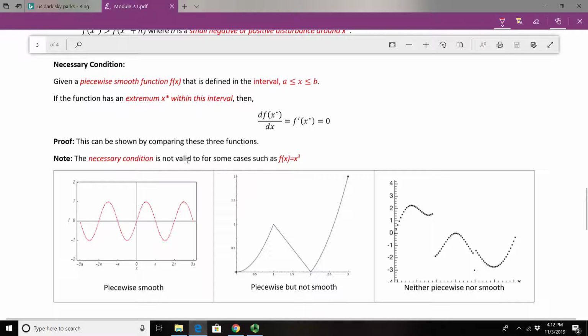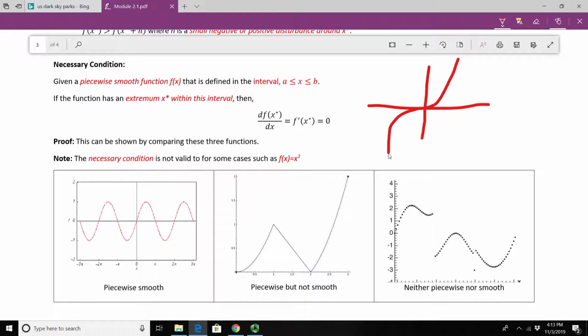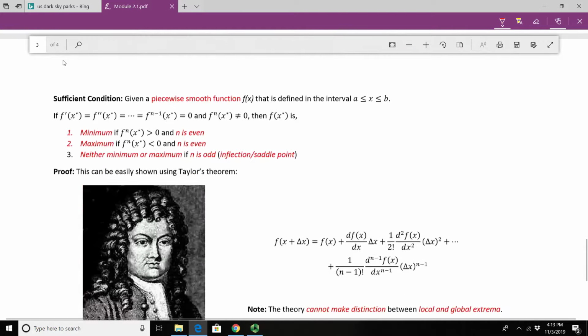And even if I have a piecewise smooth function, you will see that you fail at the function f equals x cubed, which I should have plotted, but I can do it now for you. It will look like this, not to scale. So you go to minus infinity on the negative side, and to positive infinity on the positive side. Slope at 0 is 0, but it is not a minimum or maximum. So let's go now to the sufficient condition. In the sufficient condition, again, we are talking about a piecewise smooth function between a and b.